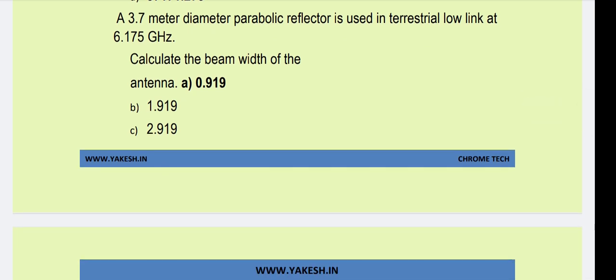A 3.7 meter diameter parabolic reflector is used in a terrestrial link at 6.175 GHz. Calculate the beam width of the antenna. Option A is the correct answer, 0.919 is the correct answer.